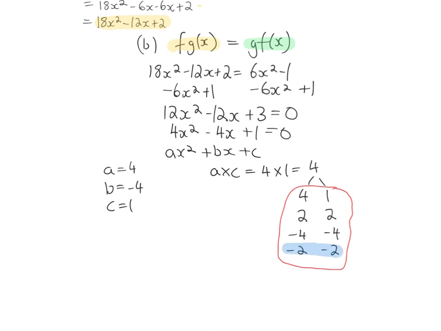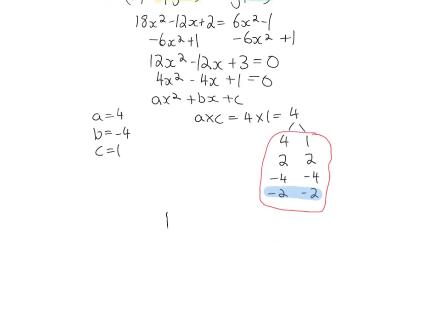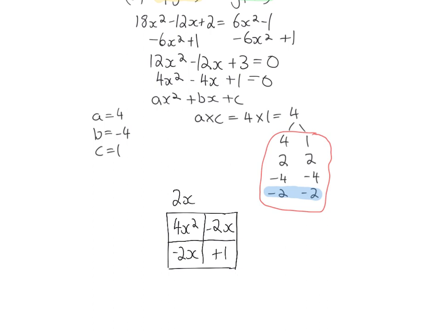Then what we need to do is write out our box. Remembering that in the top left hand corner goes the x squared, which in this case is 4x squared. The bottom right goes the number, which is plus 1, and then you write the two numbers that you have. In this case it doesn't matter, with an x after them. Then you ask yourself the question, what can I divide out of both 4x squared and minus 2x? Well, I can divide 2x. When I divide 4x squared by 2x, I'm left with 2x.